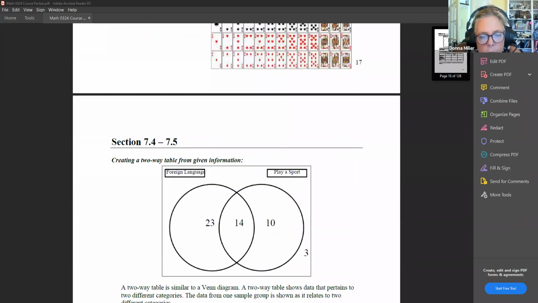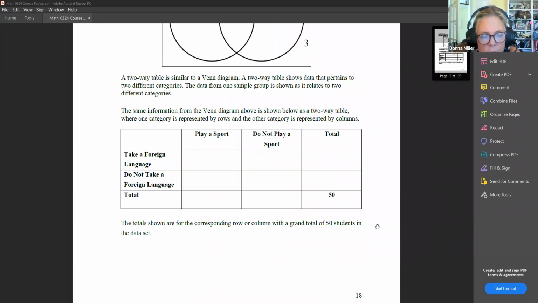All right, hi guys. We're going to do section 7.4 and 5 in the beginning of your packet. I'm going to share my screen. That beginning of 7.4 starts, where does it start? Yeah, it starts on page 18.